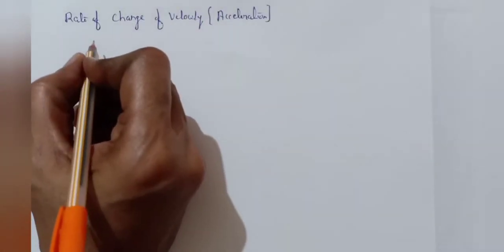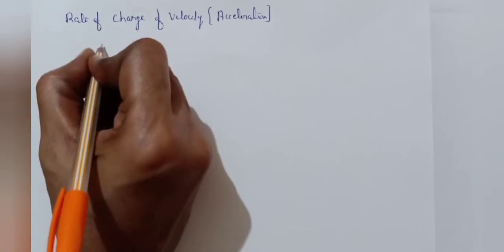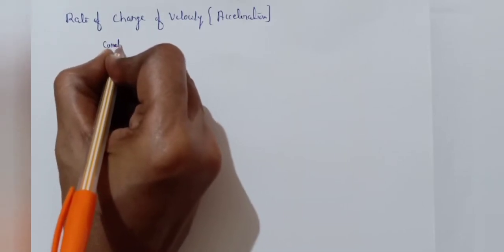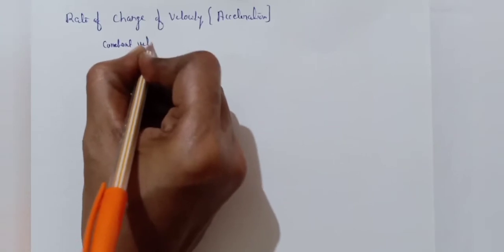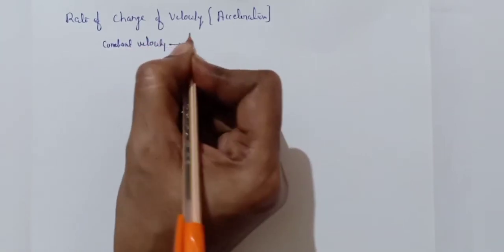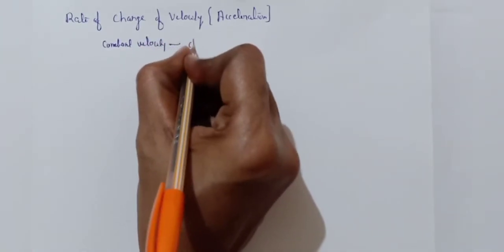When a body is moving with constant velocity, then the change in velocity is zero.